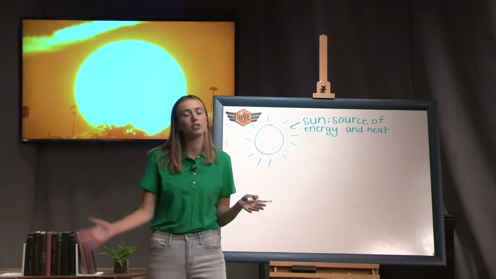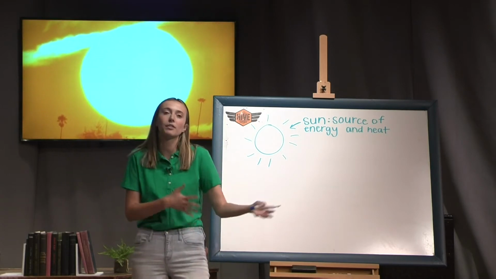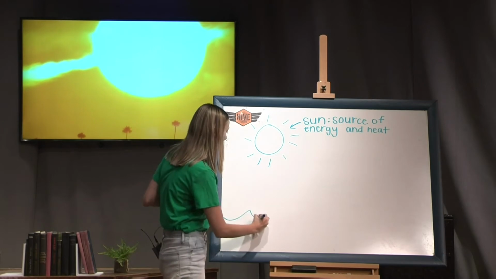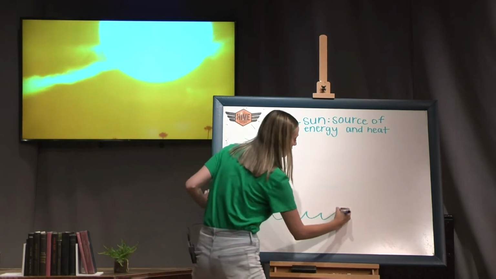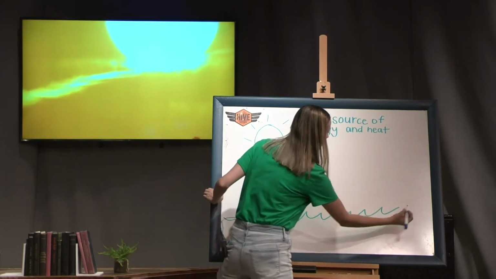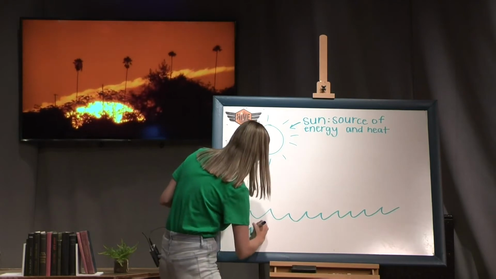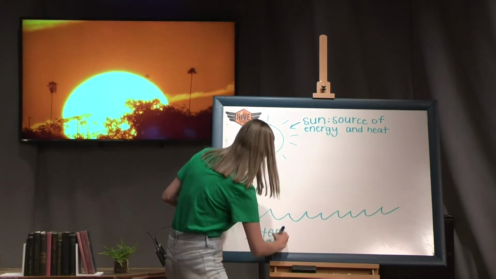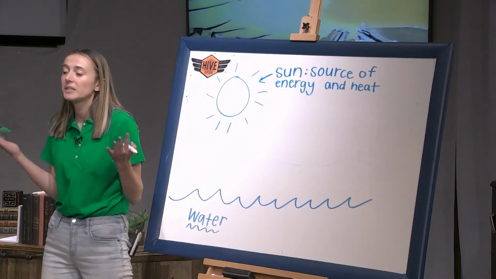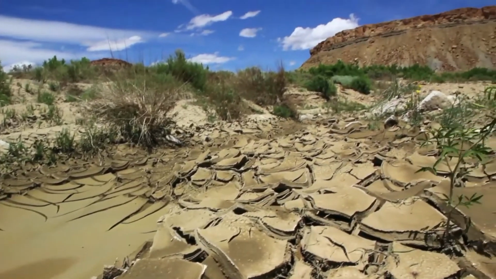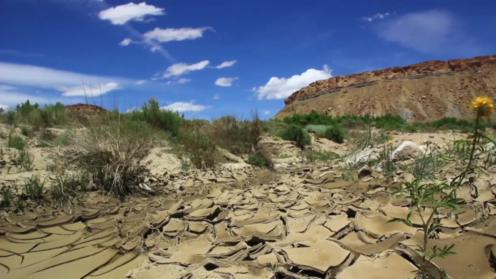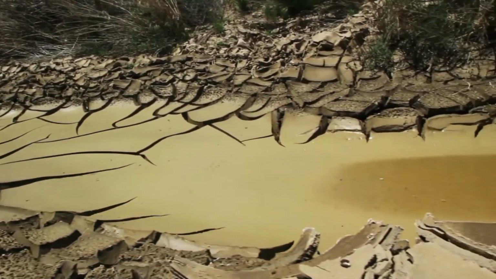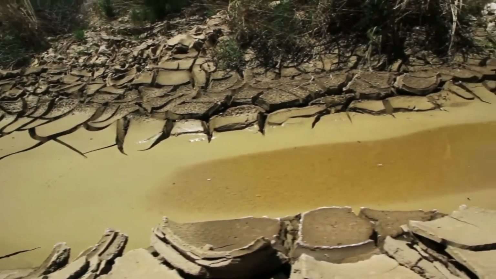So we have puddles on the ground, or we have lakes or rivers or streams. We have water everywhere. And I'm going to draw some water right here. And I'm just going to write water. So the sun heats up the water. As you can see in the video, you have a big dried up puddle. So you had all this water that was there, and there's a little bit left, but the sun will heat it up and it'll evaporate.